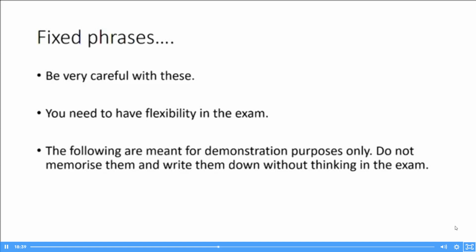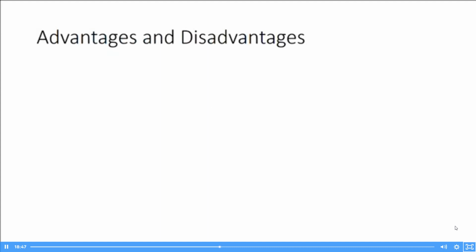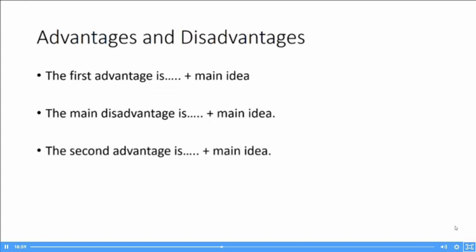So imagine you're doing an advantages and disadvantages essay. You would say the first advantage is plus your main idea, or the main advantage is plus your main idea, or the second advantage is plus your main idea. All right, pretty simple. So you don't have to think of anything really special. All you have to think of is how can I write a clear sentence. So your main ideas plus these phrases, and please don't memorize these phrases. You can use them, but don't think that these are the only ones you can use.